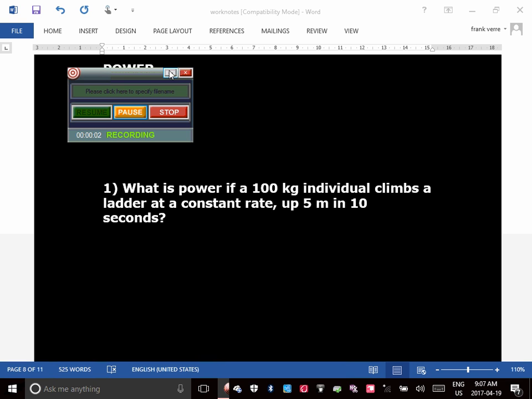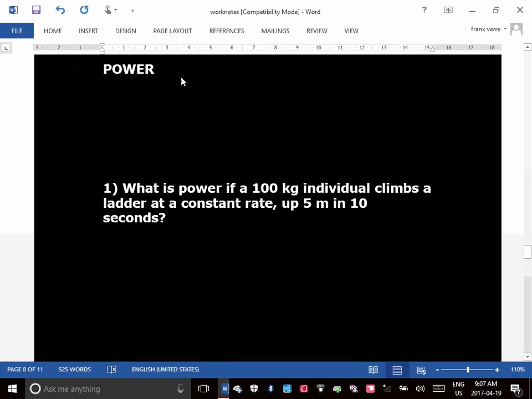All right, ladies, we're going to introduce two concepts, power and efficiency. So we've been looking at energy, and the relationship between work and energy, and we're talking about different types of energy. So now we're going to talk about power. And power is really a very simple concept.